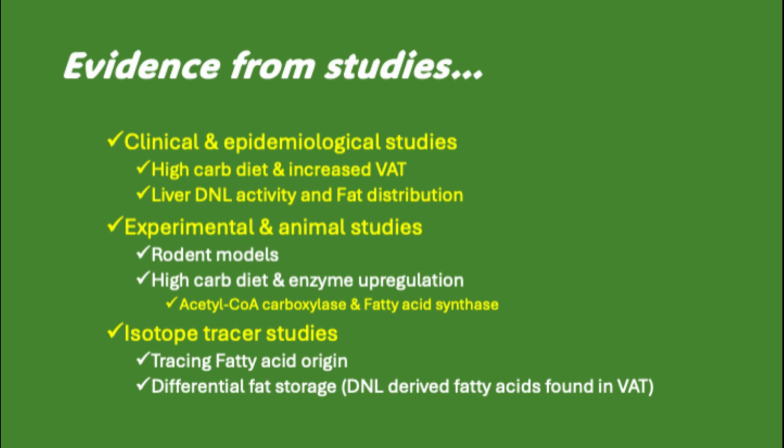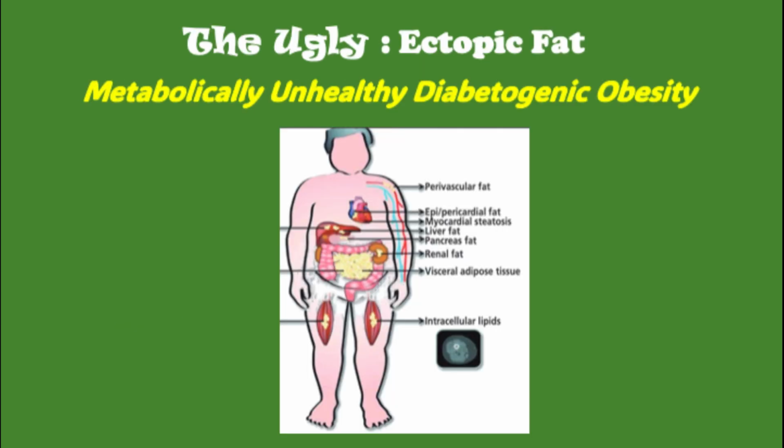So differential fat storage: DNL-derived fatty acids are found in VAT. Whenever they have studied the content of VAT, they have found that it comes from de novo lipogenesis and from carbohydrate origin. Now what is this ugly fat? That is the ectopic fat. So ectopic fat is metabolically unhealthy, diabetogenic obesity.